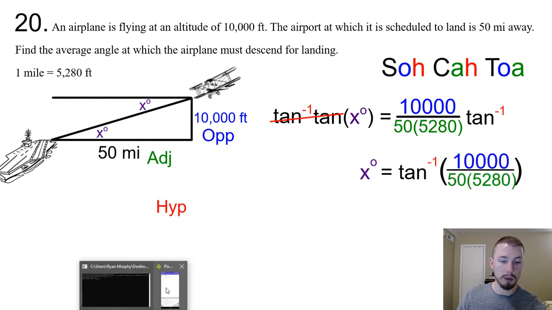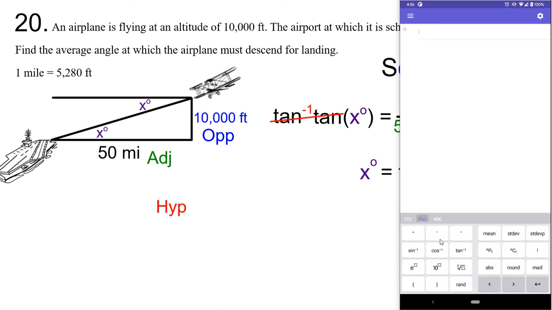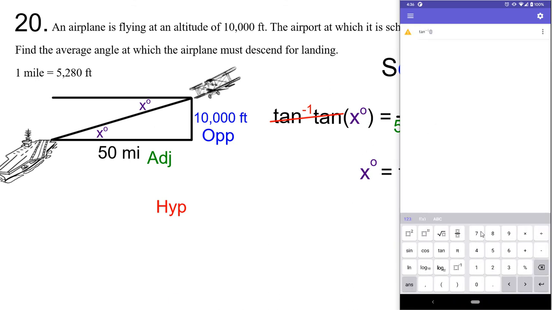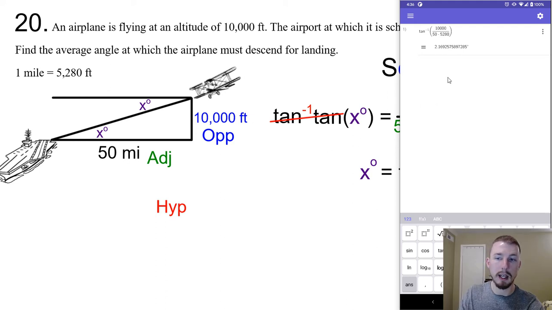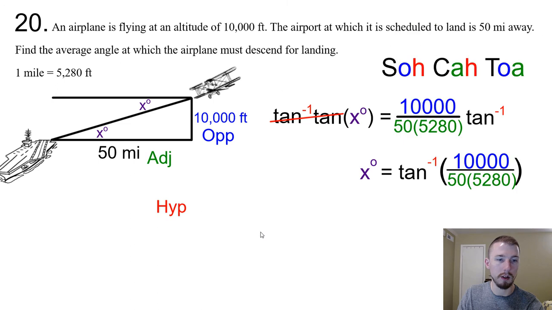So that's what I need to put in the calculator. I go to the function button and then inverse tangent. I'm going to put it in as a fraction: 10,000 divided by 50 multiplied by 5280. And I need to delete that one. Okay, so that's going to give me an average angle of descent of 2.17 degrees if I round.